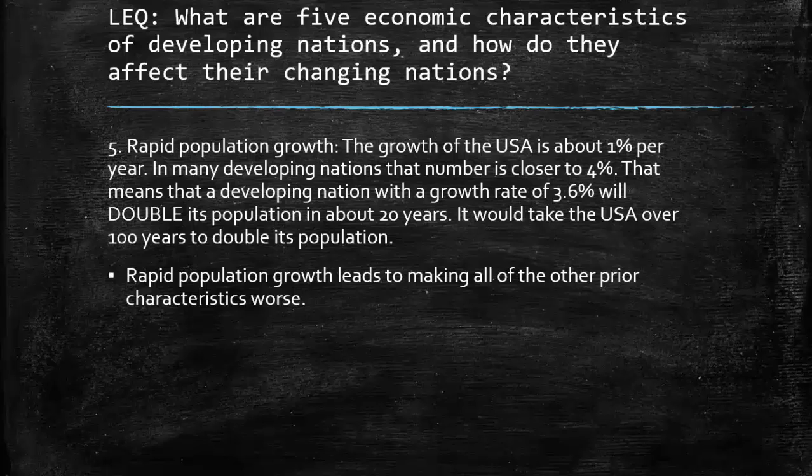So a developing nation with a growth rate of 3.6% will double its population in 20 years. It would take the USA over 100 years to double its population. This rapid growth rate really does hinder a lot of these developing nations.